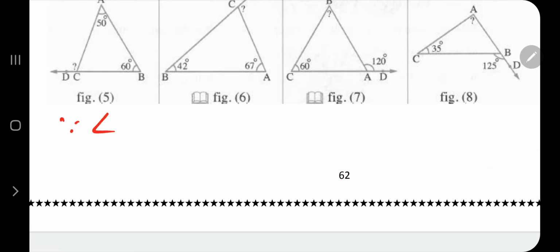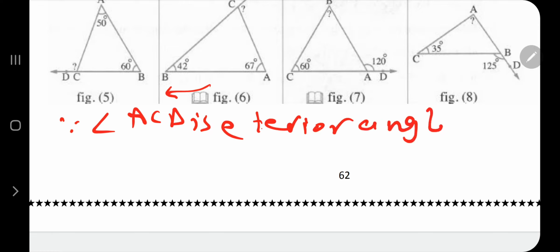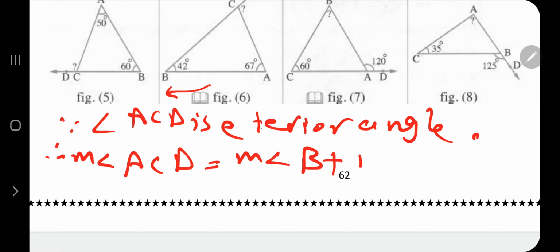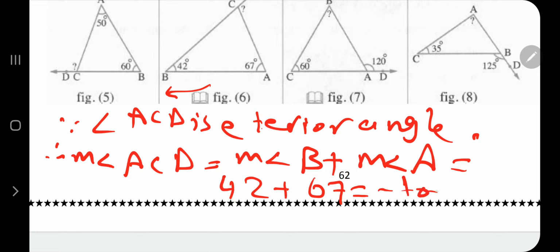Since angle ACD is an exterior angle, I will answer figure 2. It is an exterior angle. Then the measure of angle ACD equals the measure of angle B plus the measure of angle A, which is equal to 42 plus 67, and I will get the answer, which is 109.